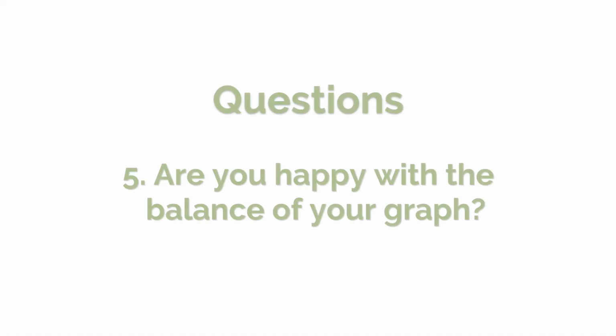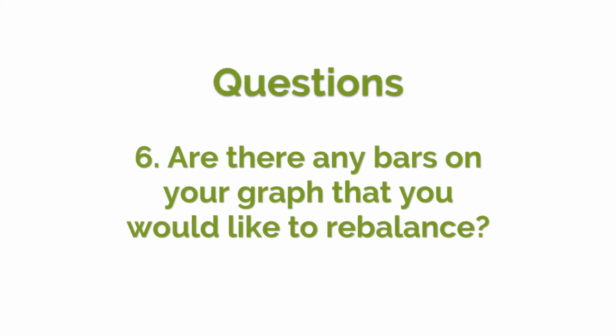Question 5, are you happy with the balance of your graph? If you think about all the things that your money is getting spent on, is everything in proper order? Is that how you would choose it to be, or is that just how things have ended up? And then finally, perhaps the most important question, are there any bars on your graph that you'd like to rebalance? Is there any area in which spending is perhaps a little bit out of control and you'd like to bring it back into order, particularly so that you've got more available to be generous to others. I hope that's what you would choose to do.